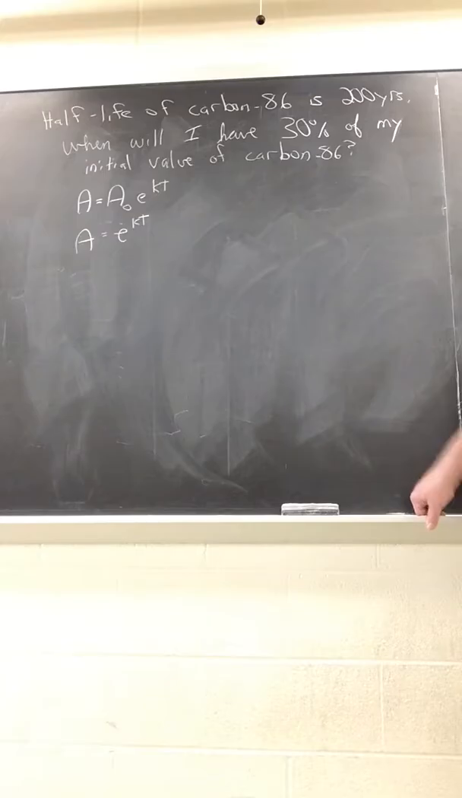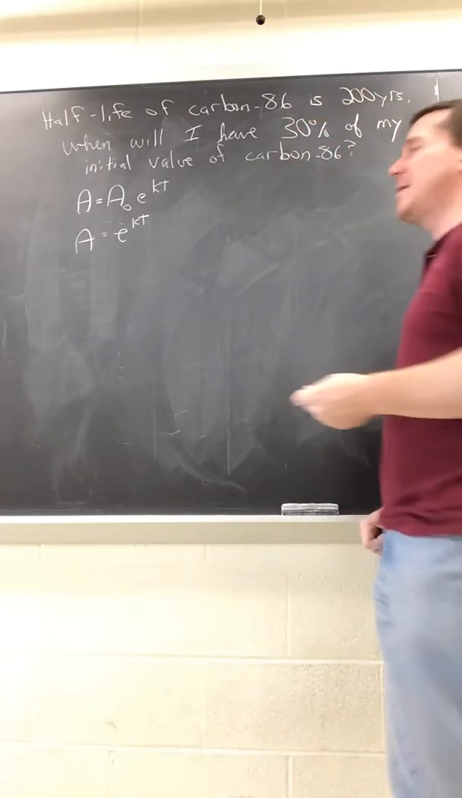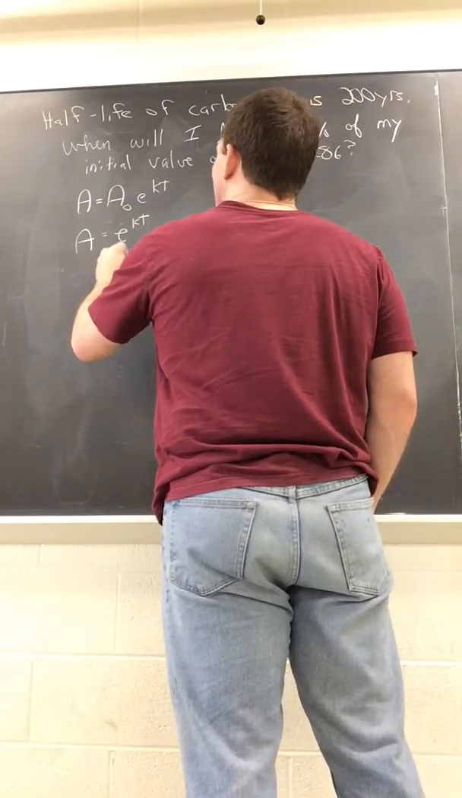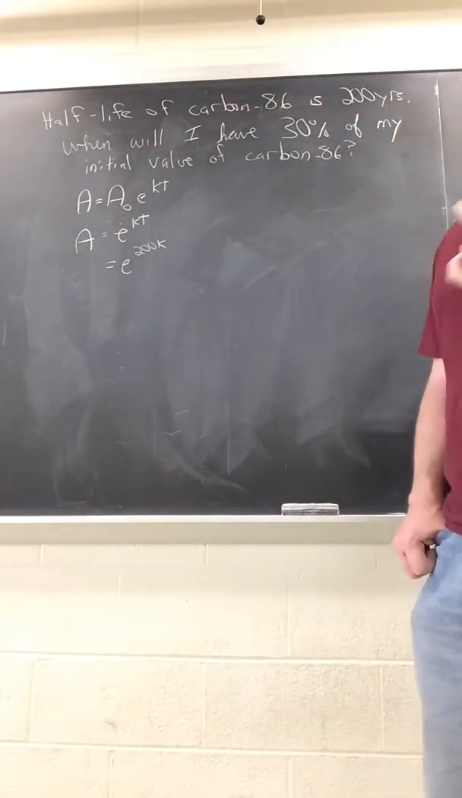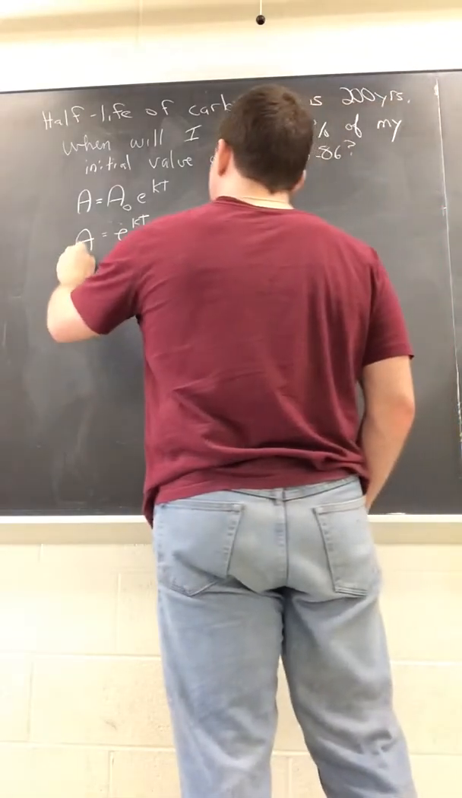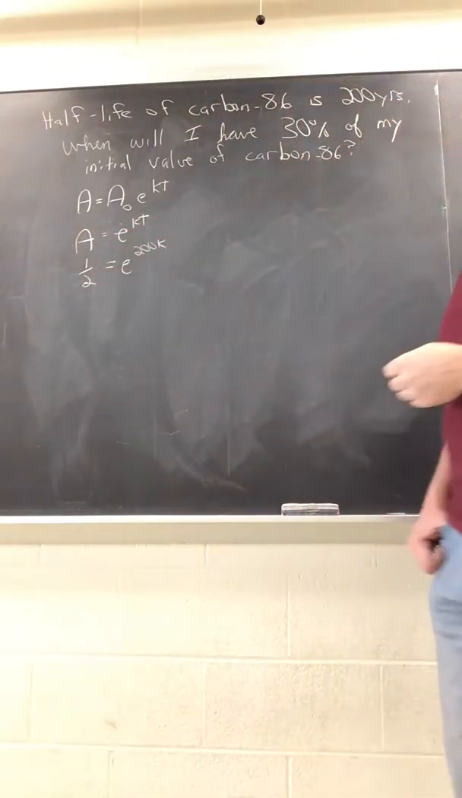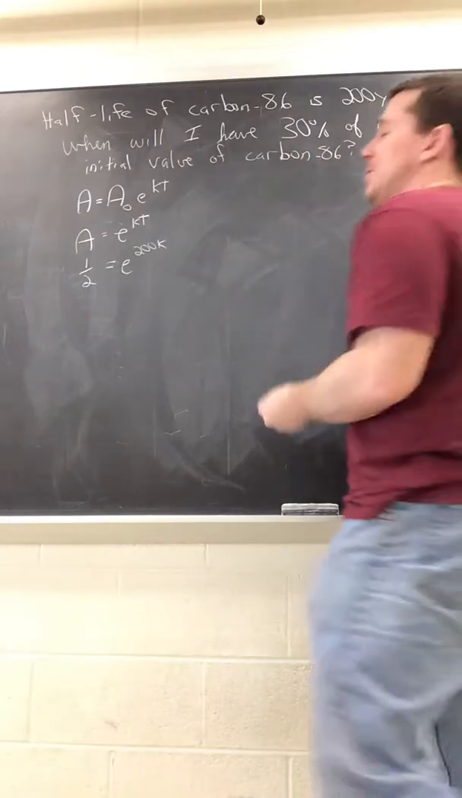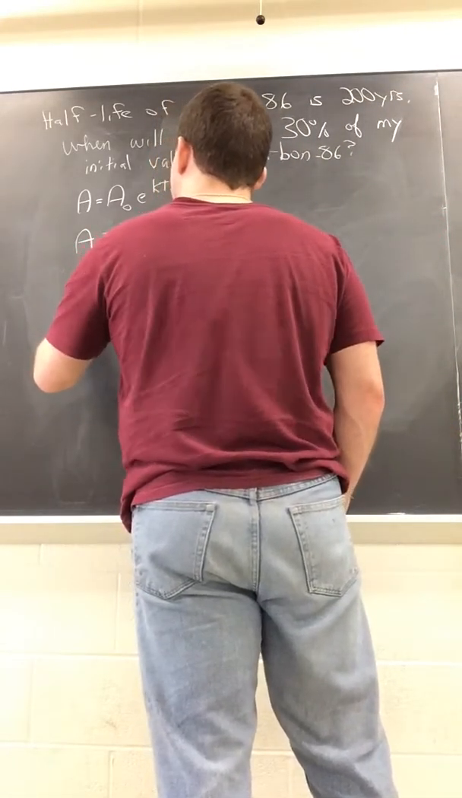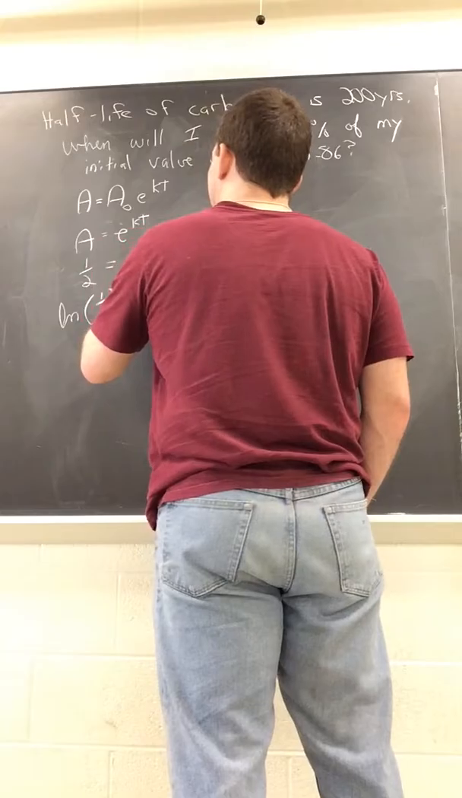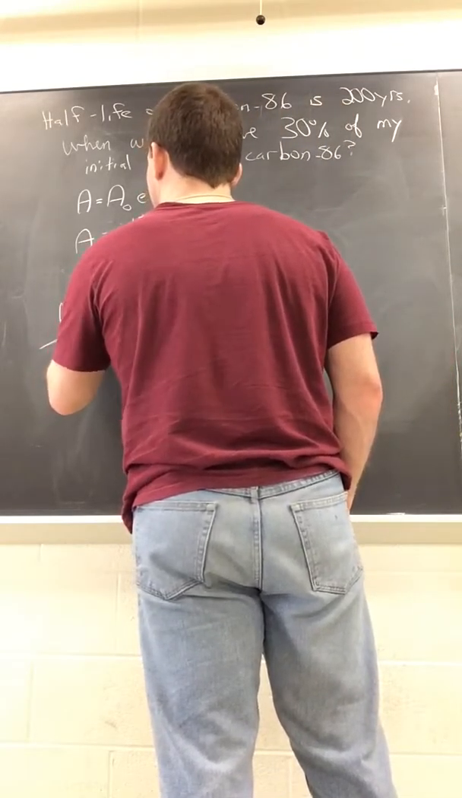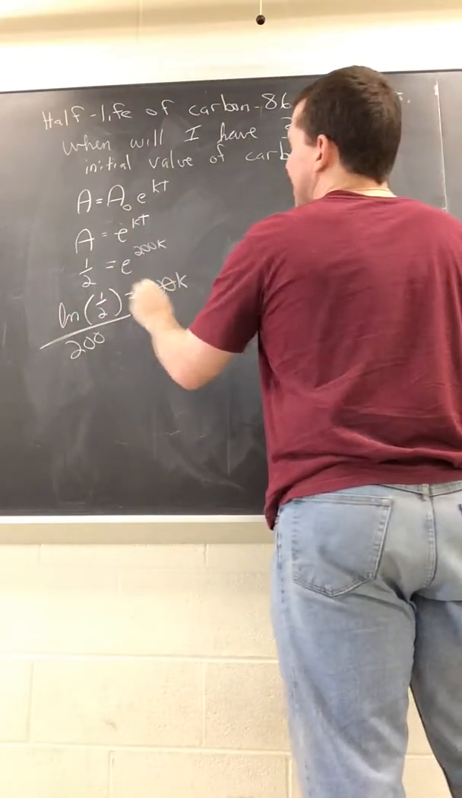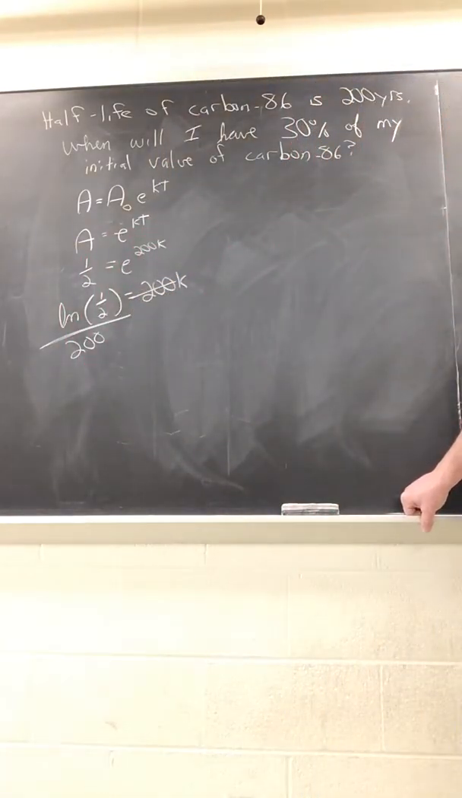Now, I know the half-life is 200 years, so do what I did in the last problem. When time is 200, I have half of what I started with. If I started with 1, half of 1 is a half. And now just solve it out just like we solved the last one. ln of both sides, so ln of 1/2 equals 200k. And then divide by 200. And that's your k. I'm not going to put that into the calculator because we don't need it right yet, because there's a point to this.